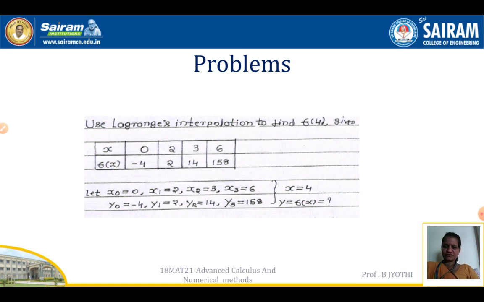Use Lagrange's interpolation formula to find f of 4, given x values 0, 2, 3, 6 and y values minus 4, 2, 14, 158. No need to construct any table, we just need to note down what x0, x1, etc. are. x0 is 0, x1 is 2, x2 is 3, x3 is 6, and y0 is minus 4, y1 is 2, y2 is 14 and y3 is 158. What has to be found is, for x equal to 4, y equal to f of x is question mark.